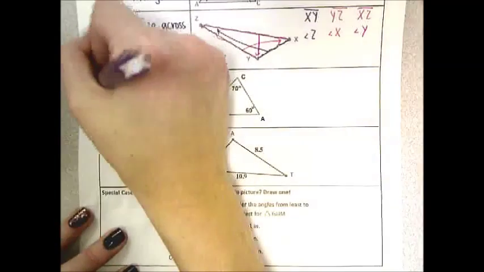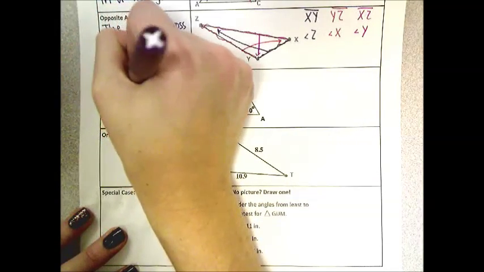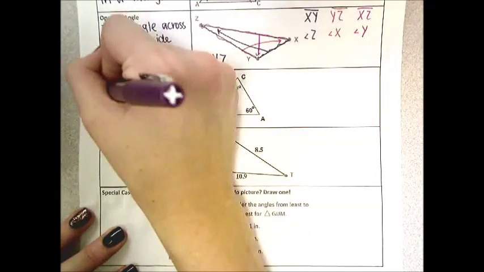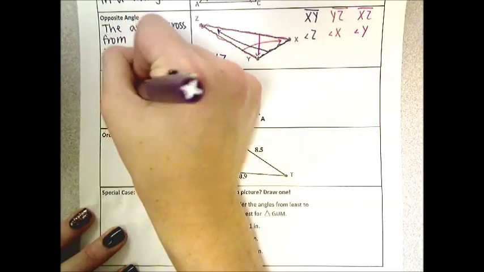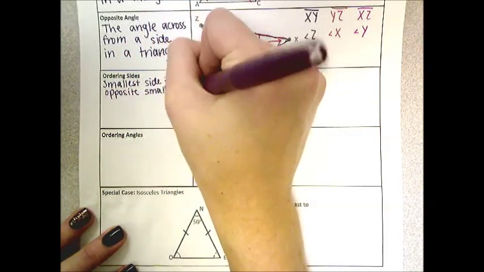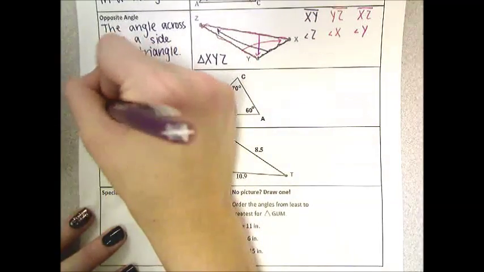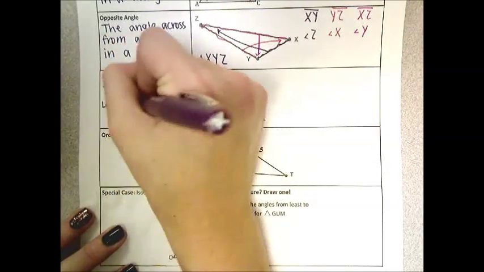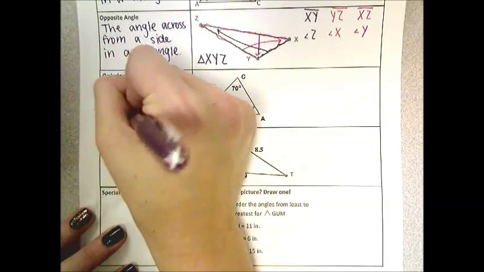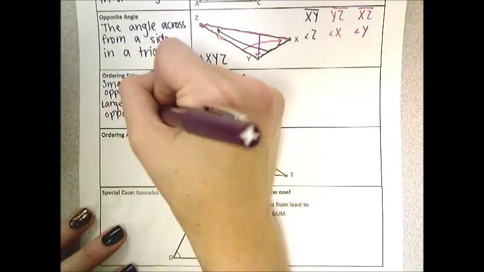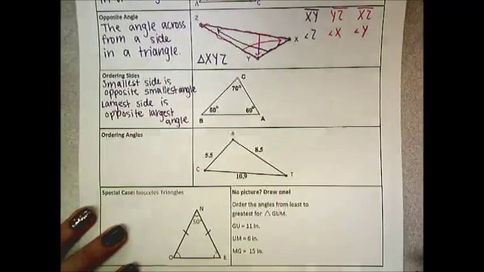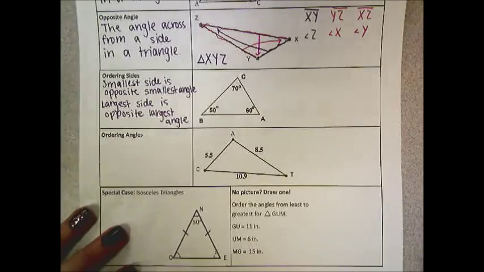So for ordering sides, the smallest side is opposite the smallest angle. And then the largest side is, you guessed it, opposite of the largest angle. So since we've talked about the smallest and the largest, that means the middle measure is across from the middle measure.